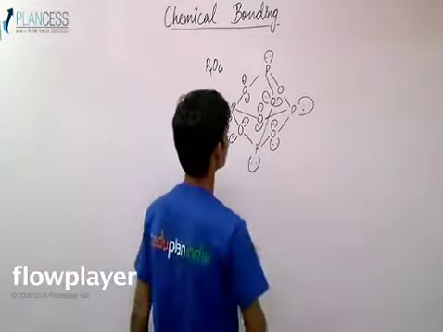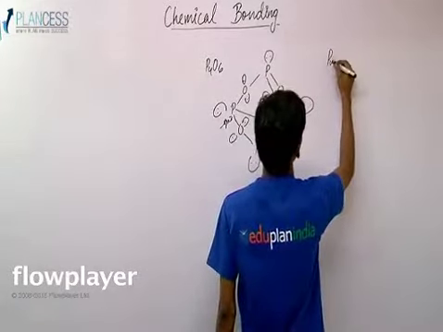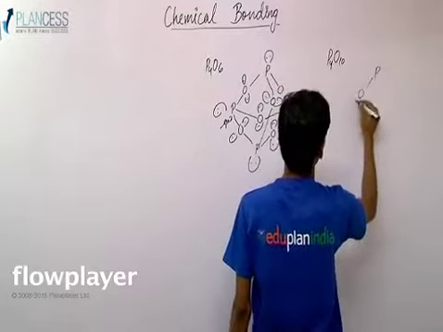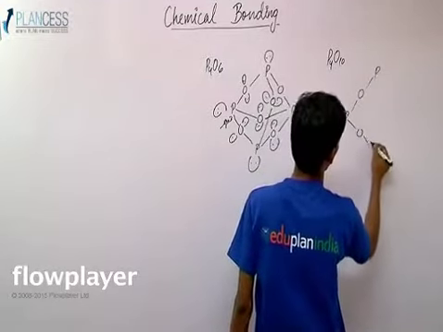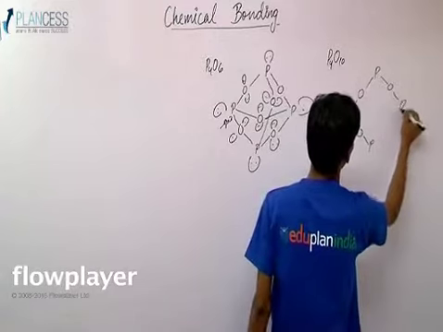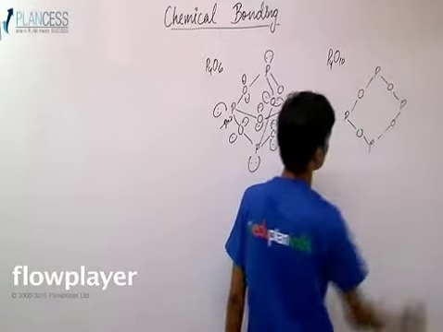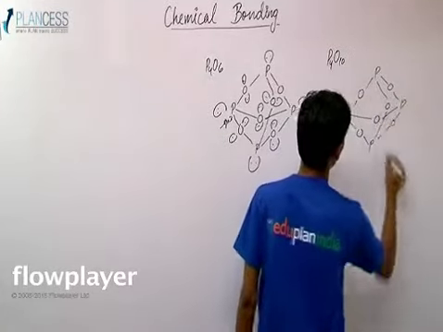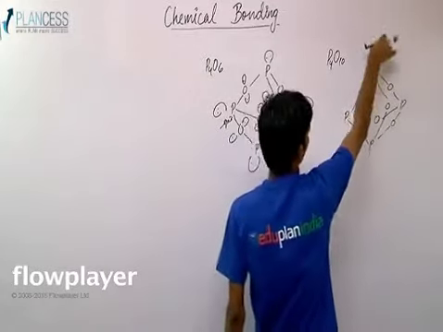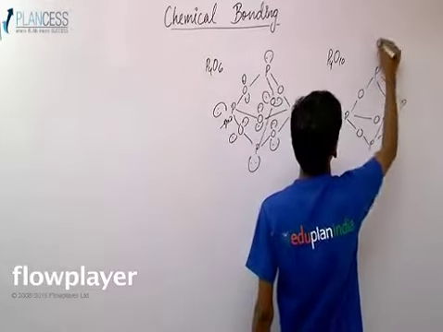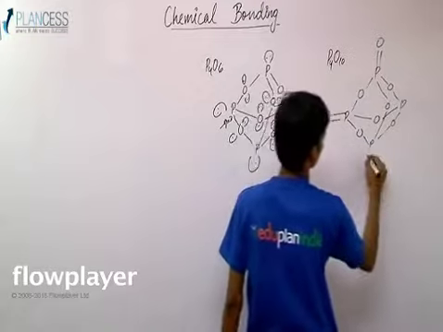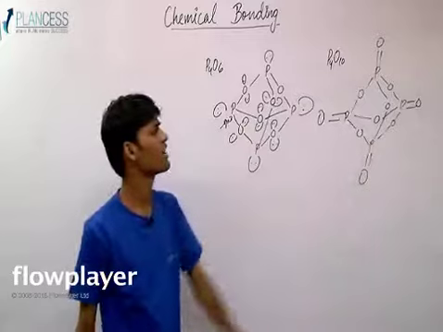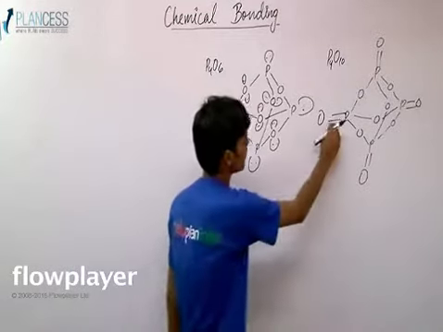One more example is P4O10, a very nice structure. In this, the POP framework is the same as this, but now instead of that lone pair, there is a double-bonded oxygen. You will say, after 3 bonds there is no vacant orbital left for the phosphorus, so how will it form this double bond?